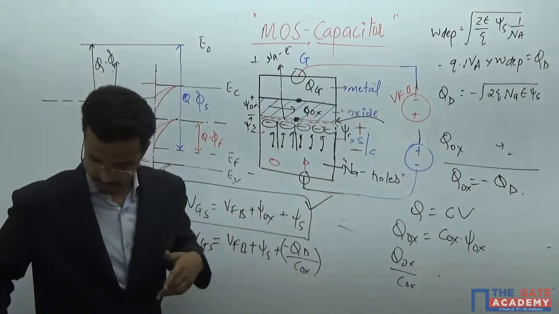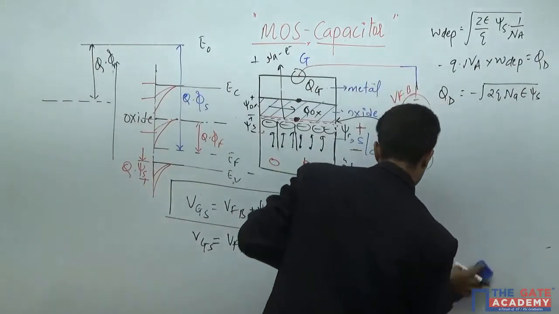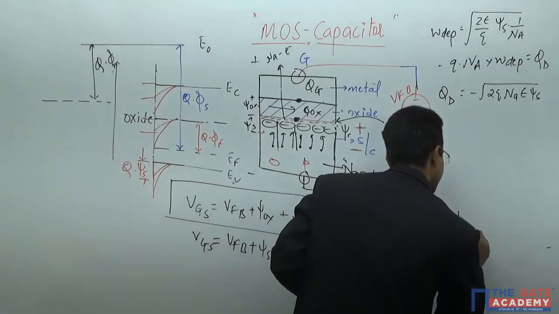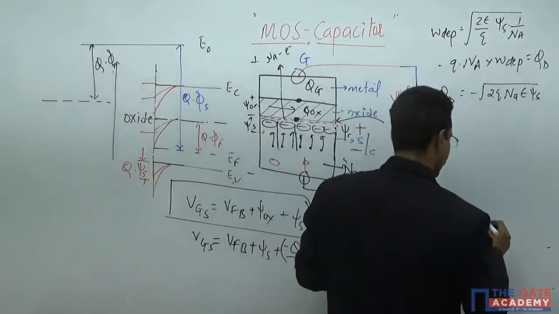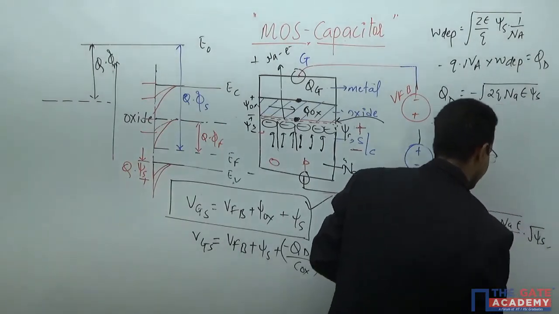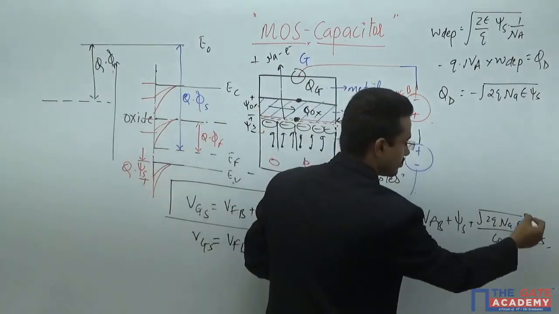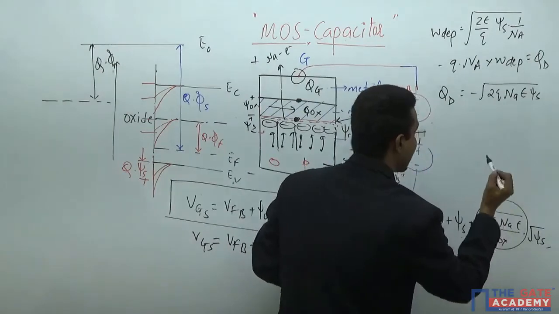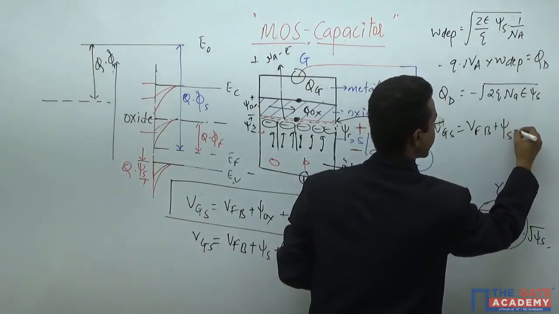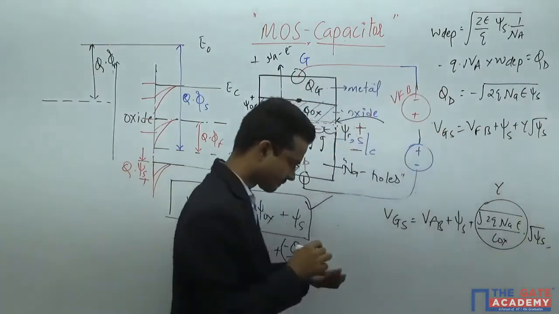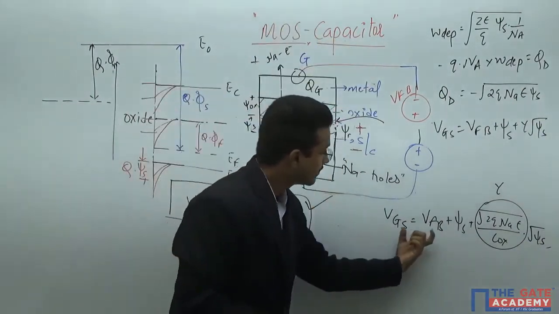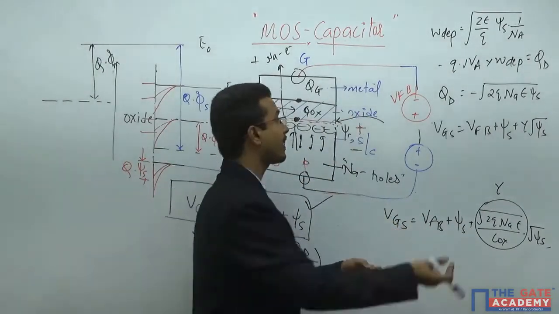As you put that value here, you will get VGS equals VFB plus psi S plus, because this minus and that minus cancel out, root over 2Q NA epsilon upon COX times root over psi S. This constant value can be represented as gamma, and then you write VGS equals VFB plus psi S plus gamma times root over psi S. In this derivation, I am just trying to show you how you get the voltage expression, that means how you can estimate the effect of this voltage in the device.